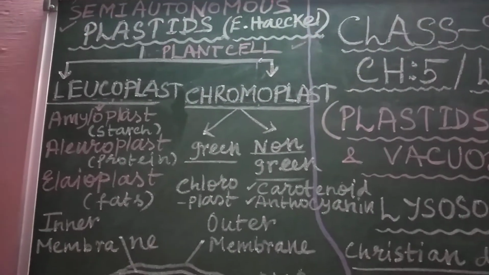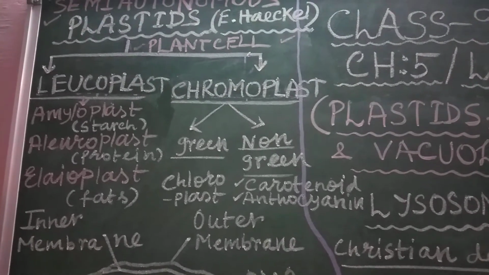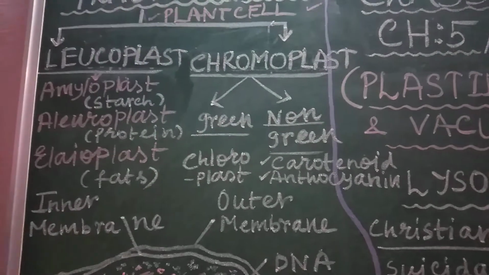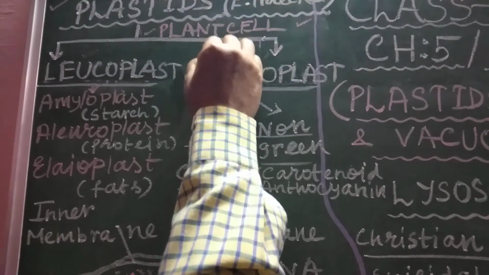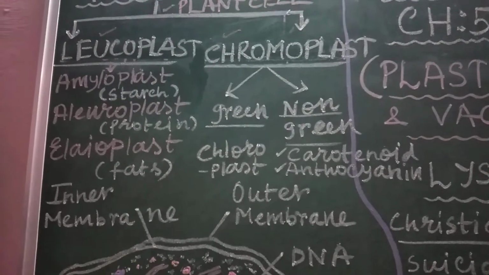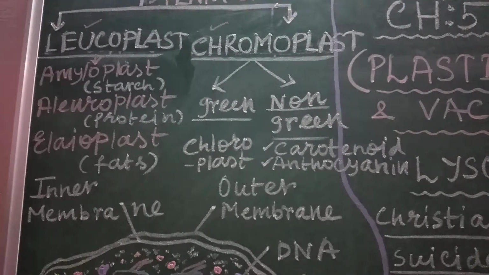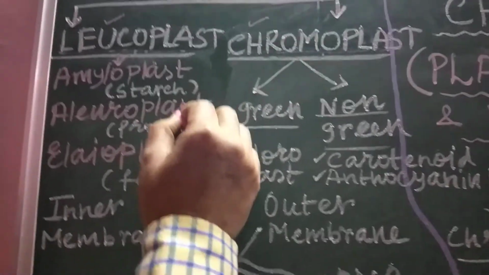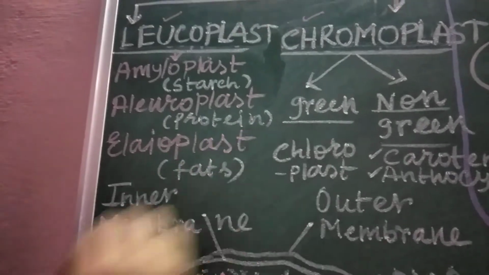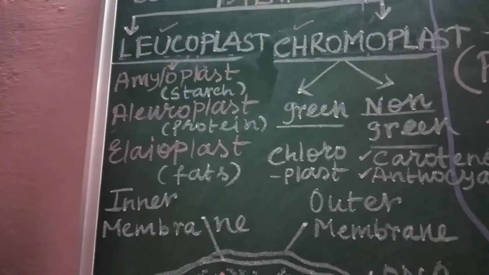Plastids are of two main types according to the pigments present in them. Leucoplast is colorless, no color is there. Chromoplast is colored. Leucoplast is mainly present in the roots of the plants and colorless areas of the plants. Leucoplast is again of three types: amyloplast, which stores starch, aleuroplast, which stores proteins, and elaioplast, which stores fats and lipids.